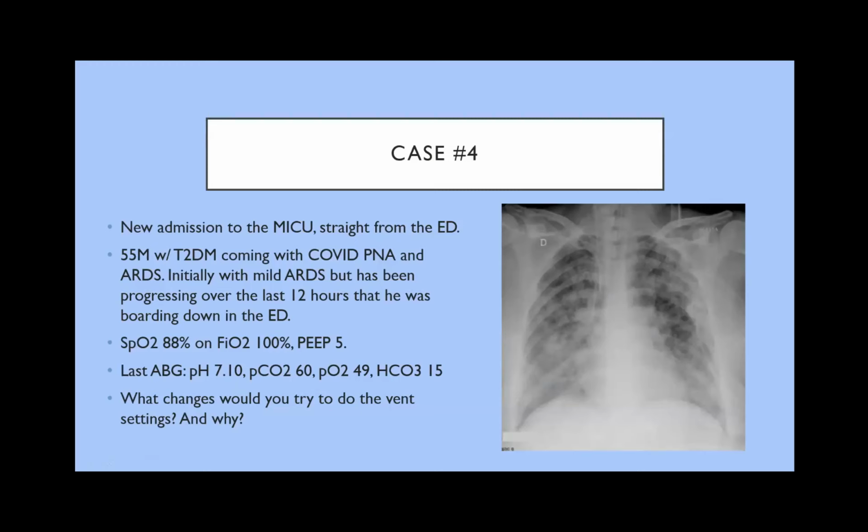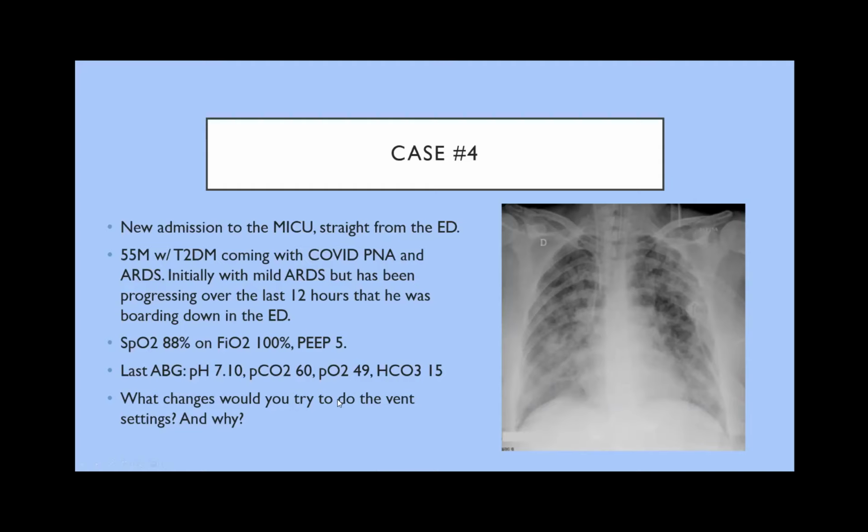So case number 4. This is bread and butter MICU from 2020 to now. A new admission to the MICU straight from the ED. It's a 55-year-old male with type 2 diabetes coming with COVID, pneumonia, and ARDS. Initially with mild ARDS, but the patient had been boarding almost 12 hours in the ED. The X-ray is how it looks on the right, which is pretty much looking horrible. The central line is already in, so you don't have to do that procedure. The SAT is 88 on an FiO2 of 100 and a PEEP of 5. The last gas that you got from the patient, once the patient got to the unit, was a pH of 7.1, a PCO2 of 60, a PaO2 of 49, and a bicarb of 15.